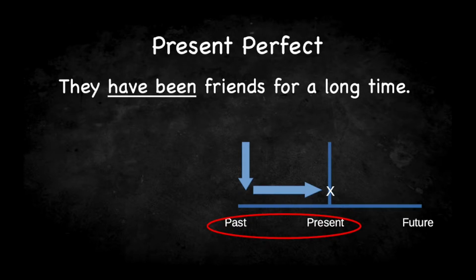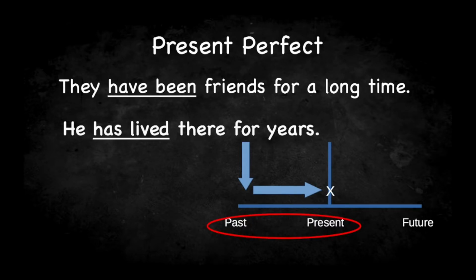This sentence tells us two things. First, that some time ago in the past, they began their friendship. And second, they're still friends today, at present. He has lived there for years. This statement tells us two things. One, that sometime in the past, he started to live there, wherever that is. And second, he still lives there up to this day, the present.